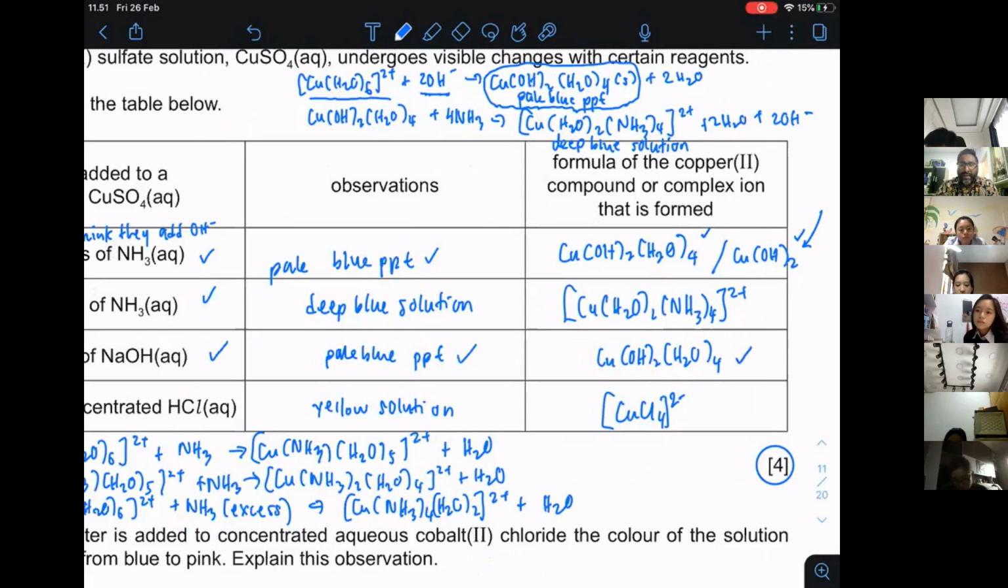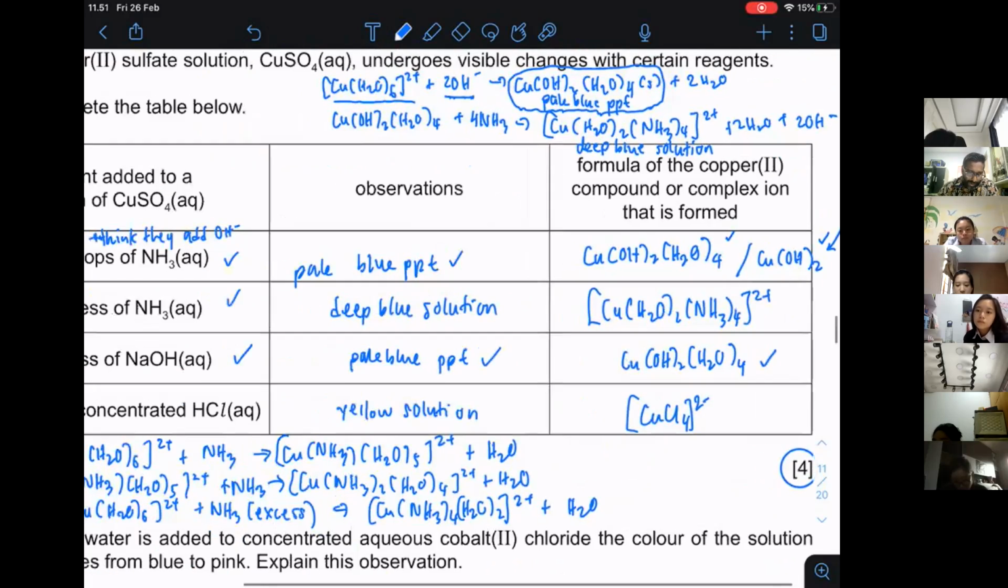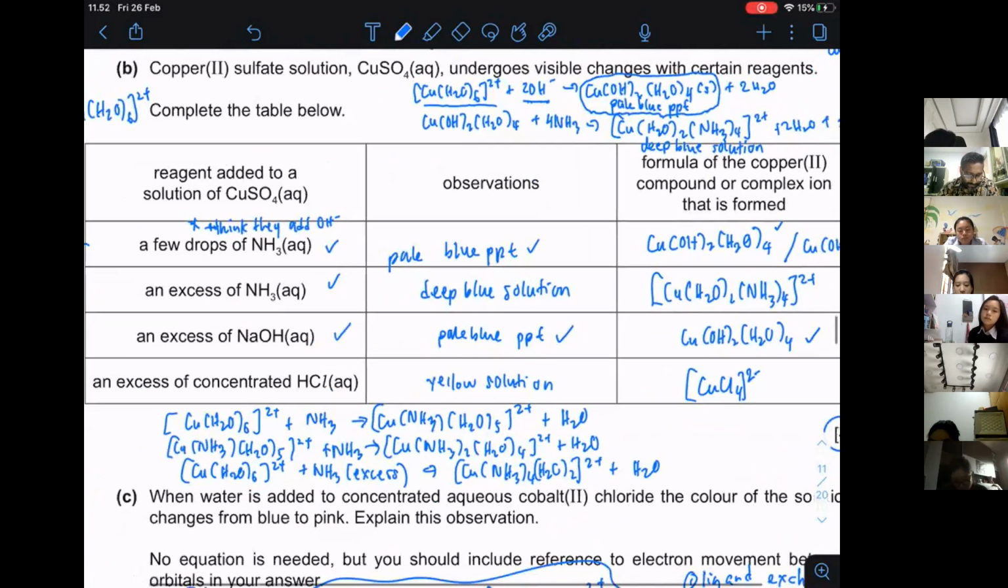Okay, that is going to be the one responsible. It means, do remember, when I add a few drops of ammonia, or when I add excess sodium hydroxide, to copper 2+, the reactions are the same. This is what I want you to remember. Now, if let's say I'm going to add excess ammonia, what is going to happen? Things are going to be different now.